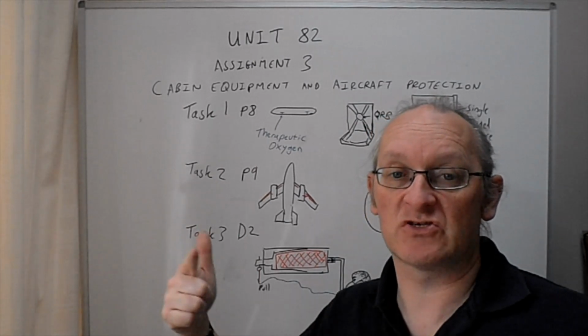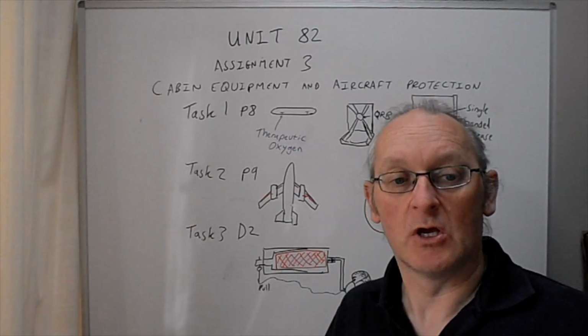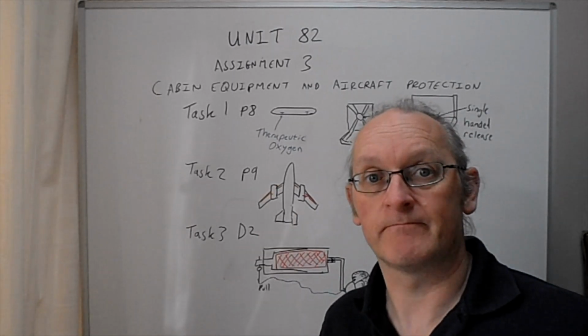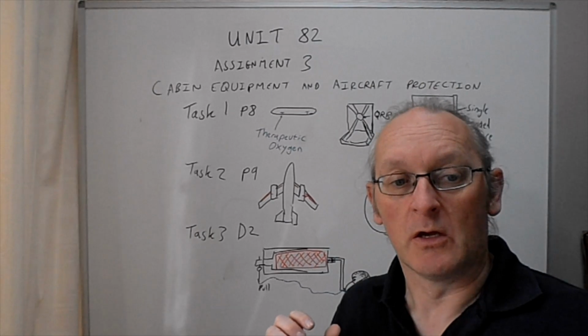So you've got rain, de-icing and oxygen, that's the 3 protection systems. You have to do all 3 of those, but just pick one oxygen system. Don't do the rest of them.